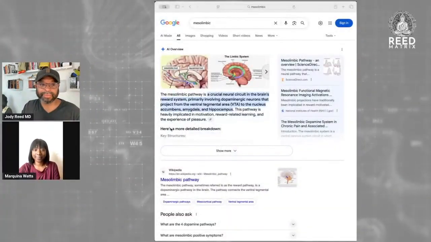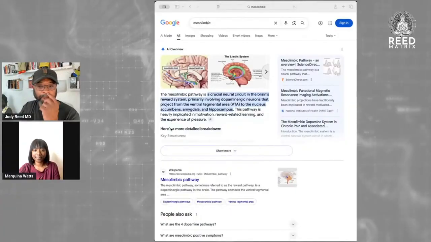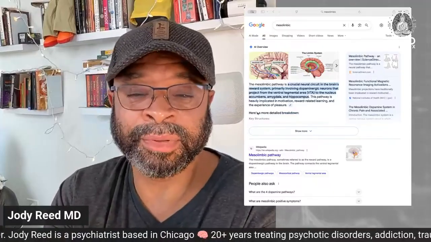So we're going to look at the mesolimbic pathway. Now, it's very important to understand the mesolimbic pathway because this is the pathway that's primarily targeted in substance abuse, right? This is a pathway that's responsible for the reward system. This pathway is primarily innervated by dopamine and dopaminergic neurons.